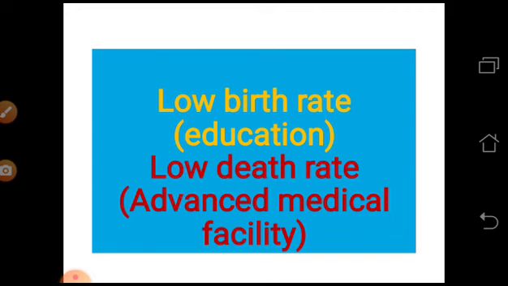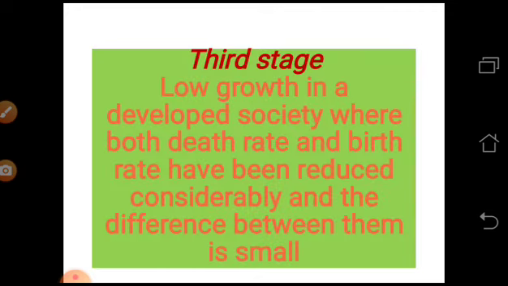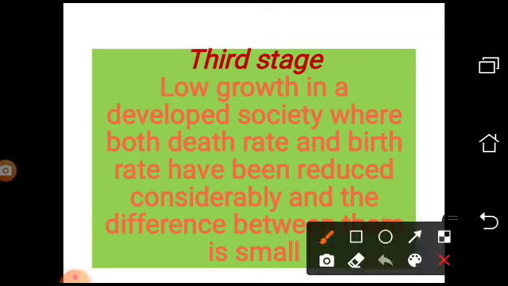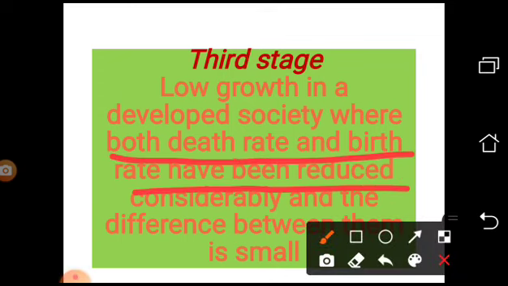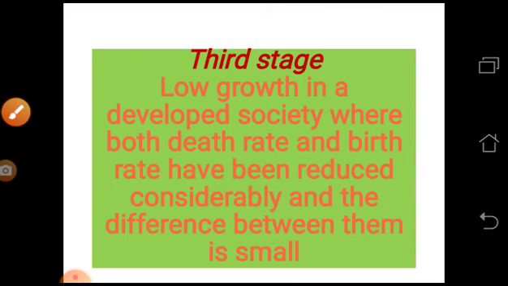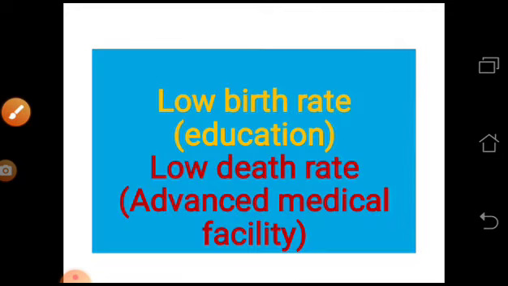That is why the death rate will come down. So in this stage they have reduced it considerably, and the difference between them is small. Just see here, both the death rate and the birth rate have been reduced considerably, and the difference between them is very small. So both low birth rate and low death rate, that is why the difference is very small. That means again here also population growth is less.